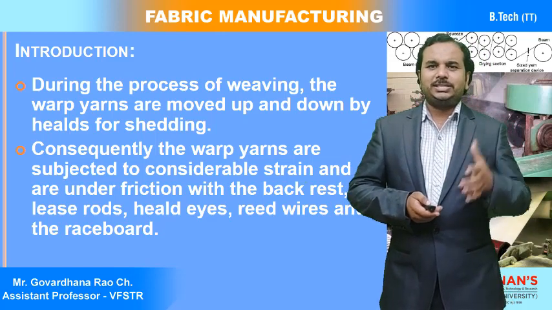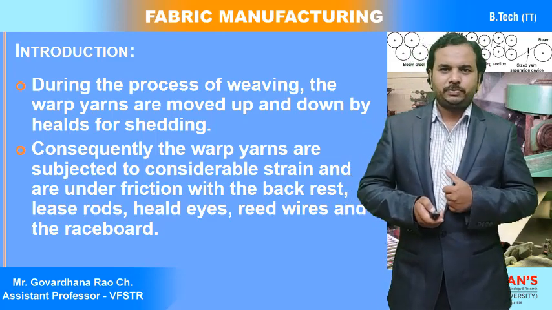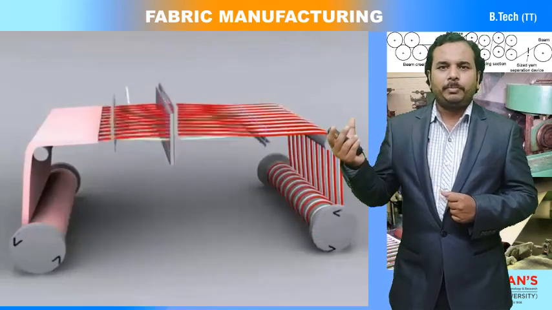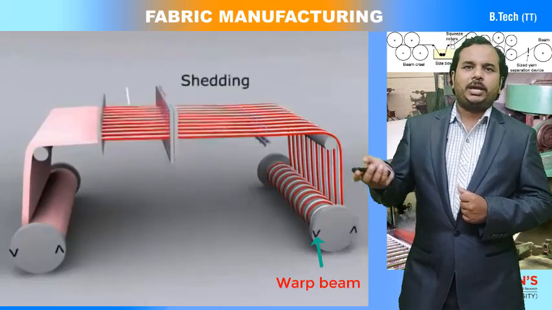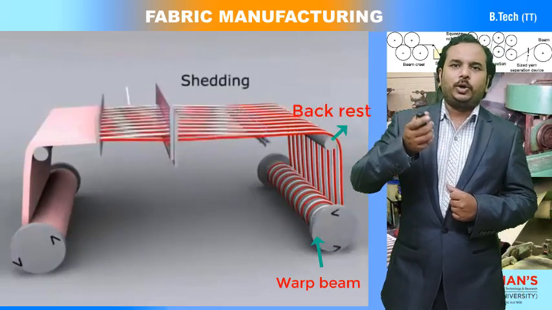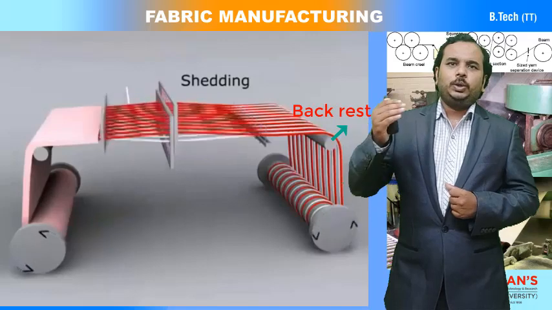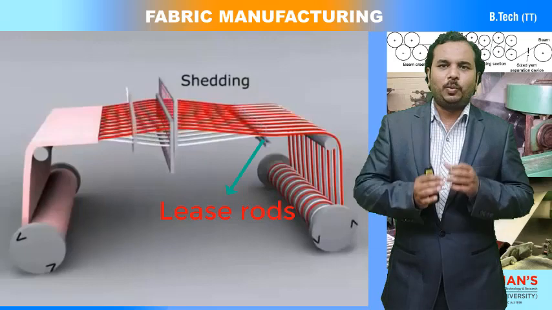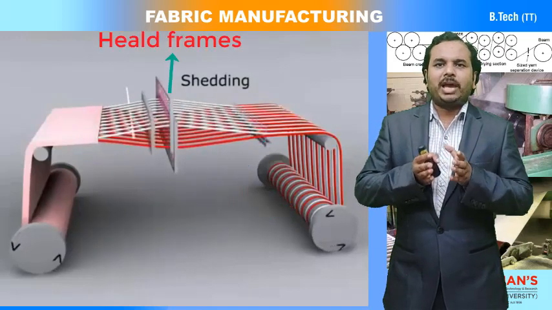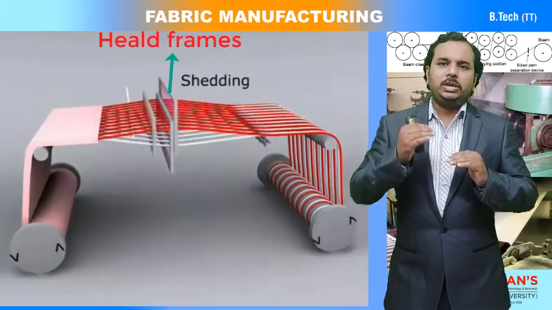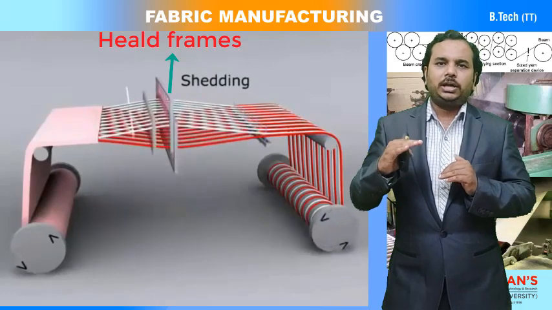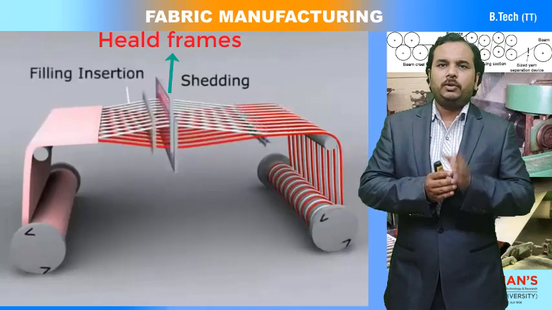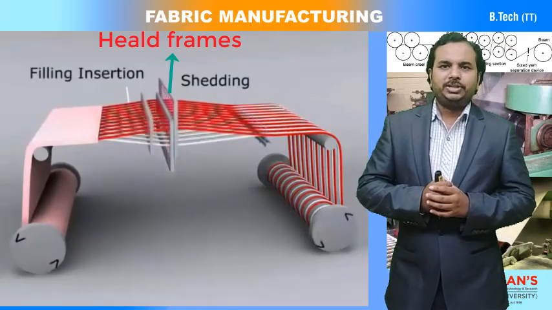So let us see what exactly the weaving process is. You can observe here there is a warp beam at the back side, and the warp yarn is passing above the backrest, and it is going through the lease rods. Then we have heald frames, and in the heald frames we have heald wires. In the individual heald wires, all the threads are passed. You can observe that there are two heald frames shown in the animation video.